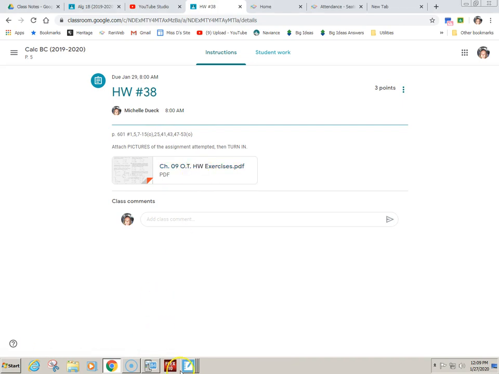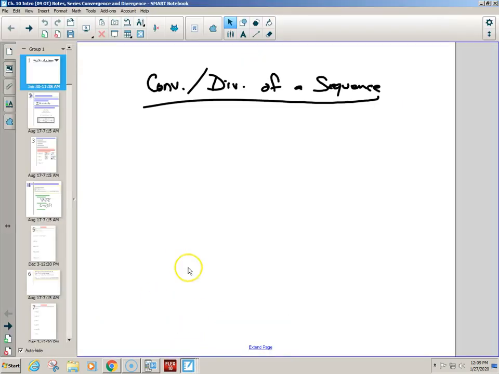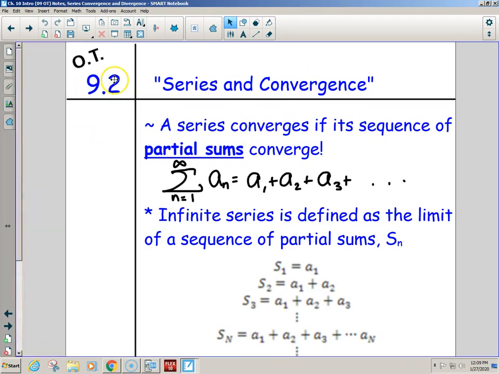Now, here's the weird thing for notes. I'm going to do the section titles the exact same as the book that you're going to be using for homework. So I don't want you to be confused. You're just going to have OT on everything because it's other textbook. But I technically call this our Chapter 10 intro chapter.